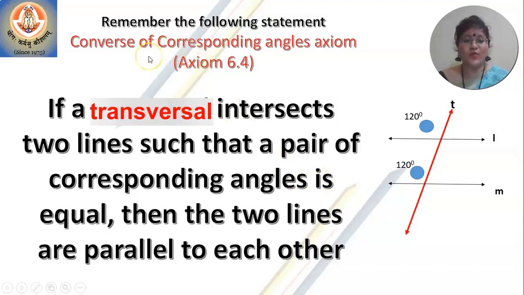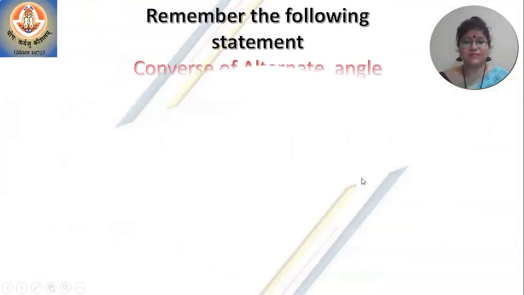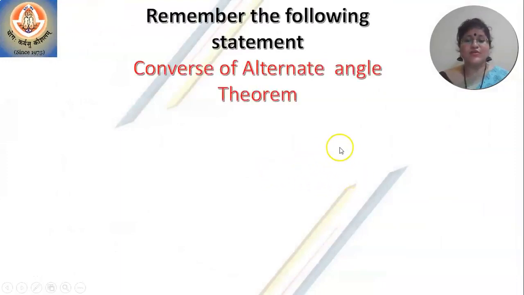Okay, so now what we will do is we will look at a proof, that is how to prove the converse of alternate angle axiom. But before that, let us learn the meaning of converse of alternate angle theorem. The converse of alternate angle theorem. What will be the statement?